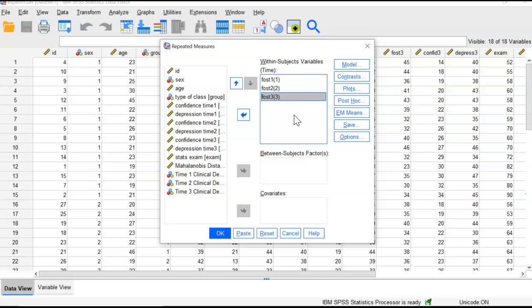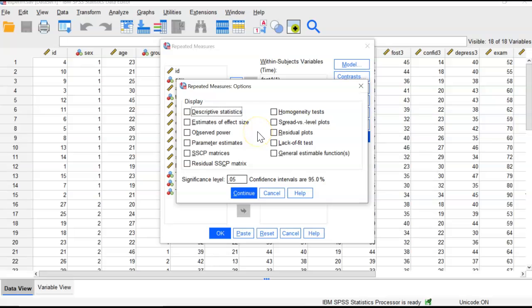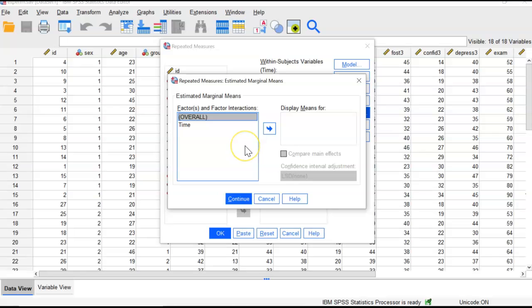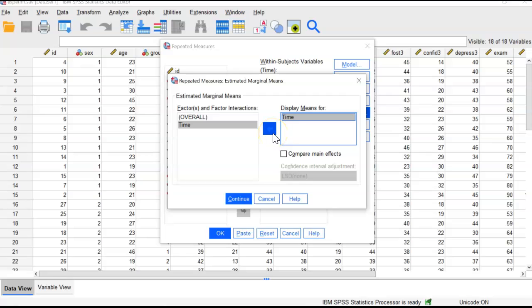The next step, you click on the options box. You want to get descriptive statistics. You want estimates of effect size. And then you click Continue. On EM means, you're going to open that up. You want to select your independent variable, and in this case it is time. And you want to display means for that.